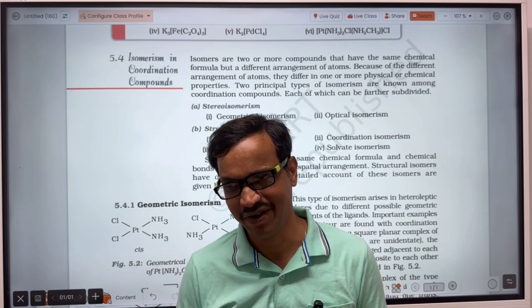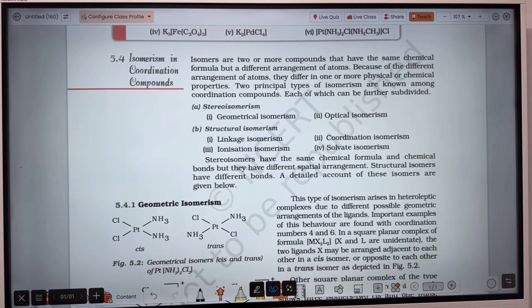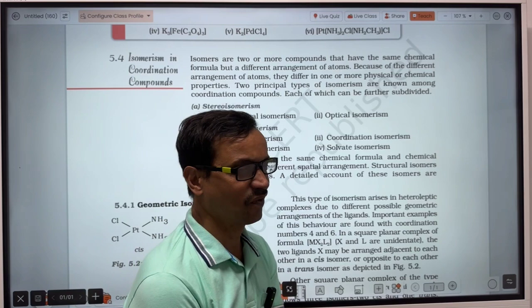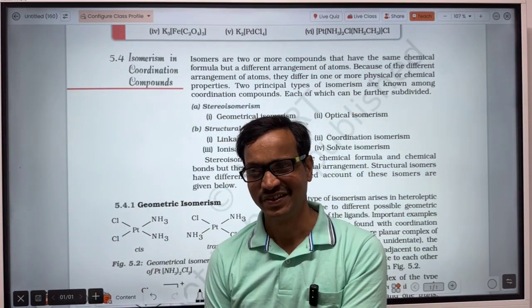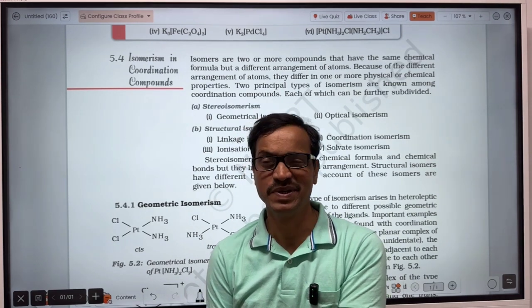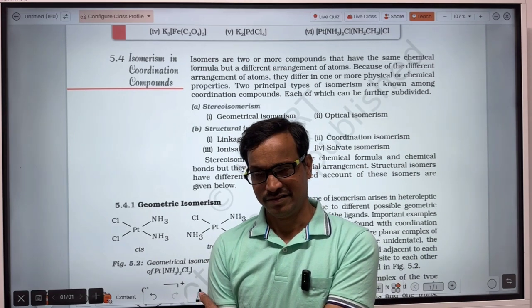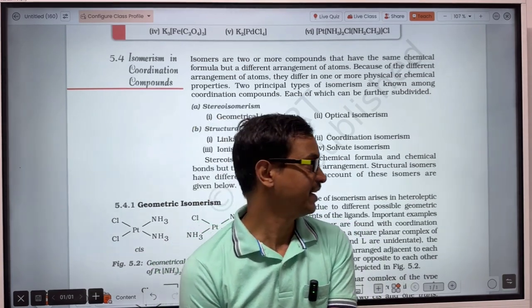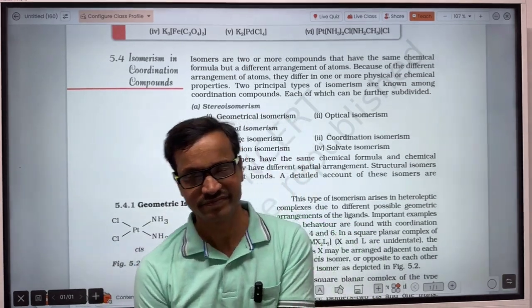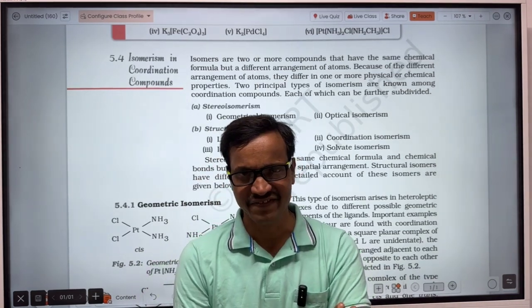Both compounds will have the same molecular formula, but in the case of geometrical isomerism, the geometry of the isomers will be different, and in the case of optical isomerism, the optical activity of the compounds will be different. So in the case of geometrical isomers, both compounds will have a difference in geometry, and in optical isomerism the two compounds will have a difference in optical activity.